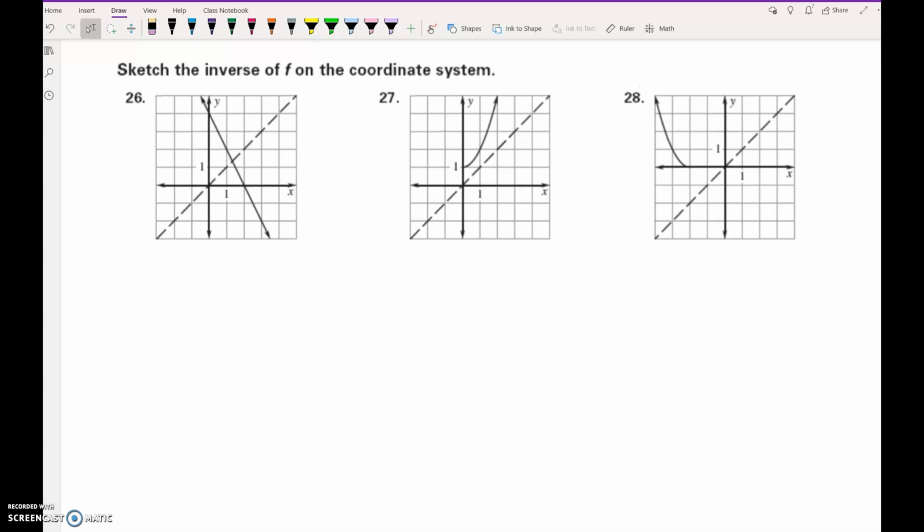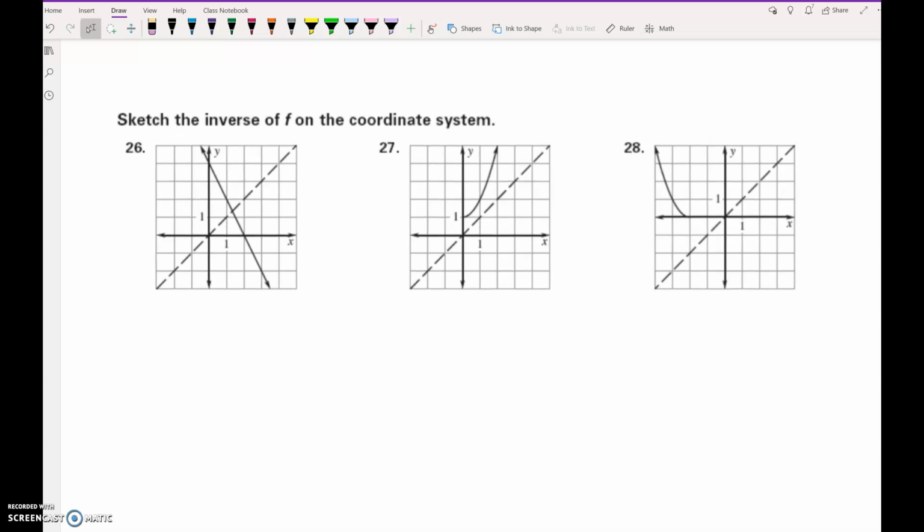26, 27, and 28. They've given you a graph, and they want you to sketch the graph of the inverse. So here's what you do. You're going to pick 2 to 3 points, and then on those points, you're going to switch the coordinates. So we'll do number 27 together, and then I'll let you try 26 and 28 on your own.